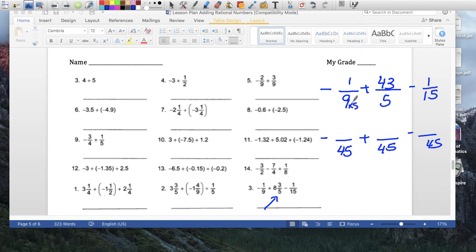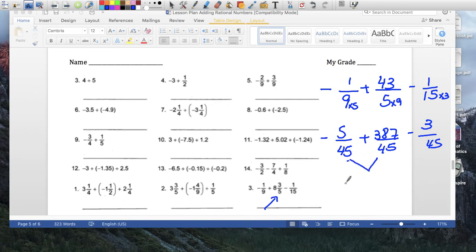So 9 times 5, so on the top is times 5. It's 5 times 9 to give me 45. So I'm going to multiply the top by 9. It's 27, 36, 387. 15 times what's 45? It's times 3, so the top's times 3. So let's start with these two.